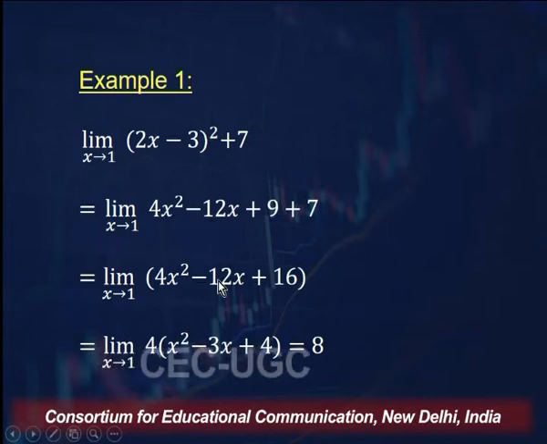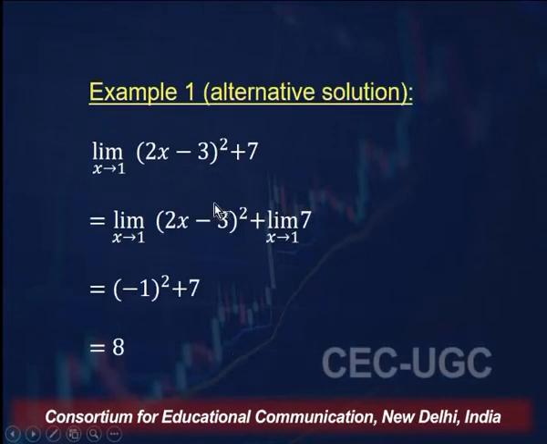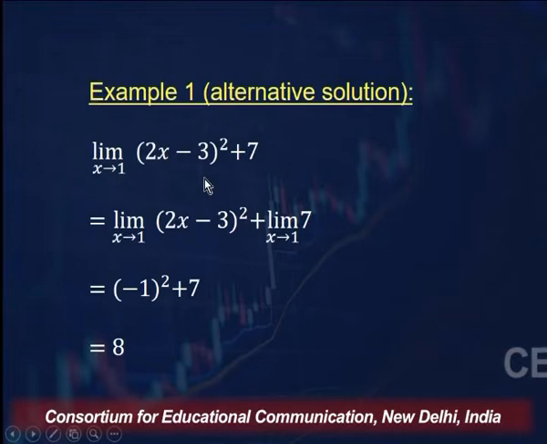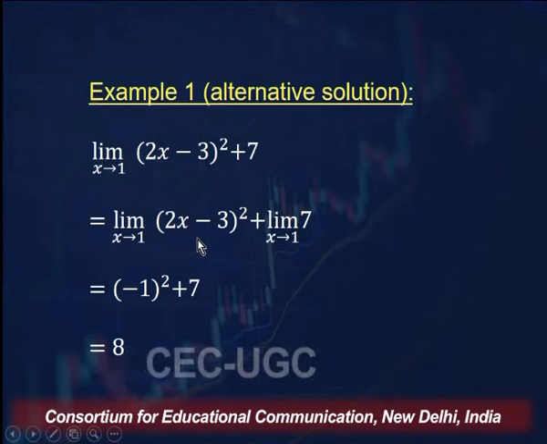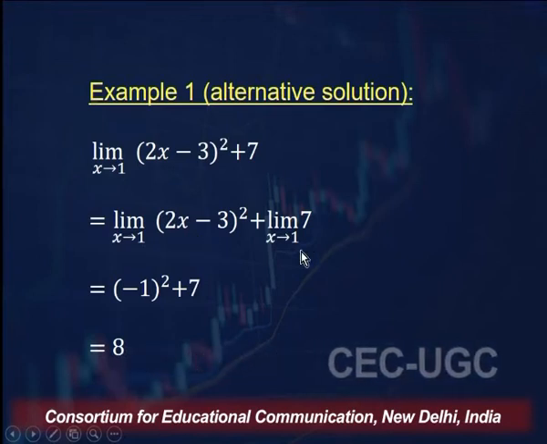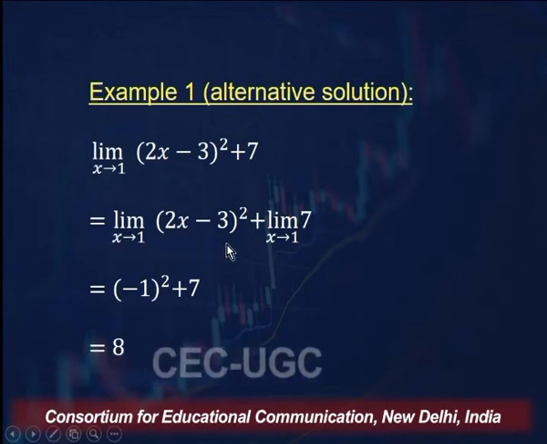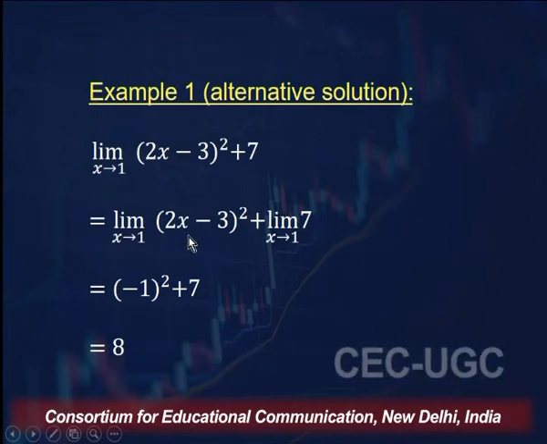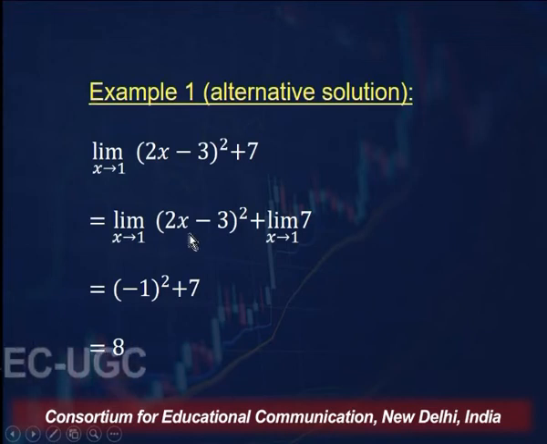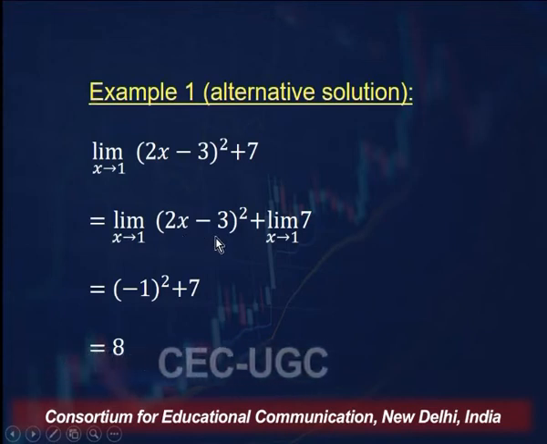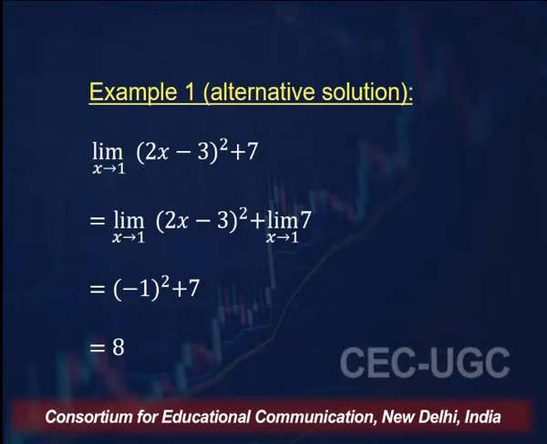Okay. Alternatively, you can use the property that the limit of the sum is the sum of the limits. So I've separated out the limit of 2x minus 3 the whole squared plus the limit of 7, and here you can see that for the limit of 2x minus 3 the whole squared, you can apply the theorem relating to polynomials. You just have to plug in the value 1 here, and that will give you 2 minus 3, which is minus 1, the whole squared, that is 1, plus 7, that's the same answer as we got the other way.